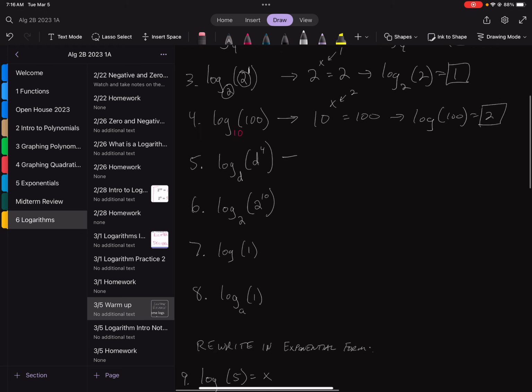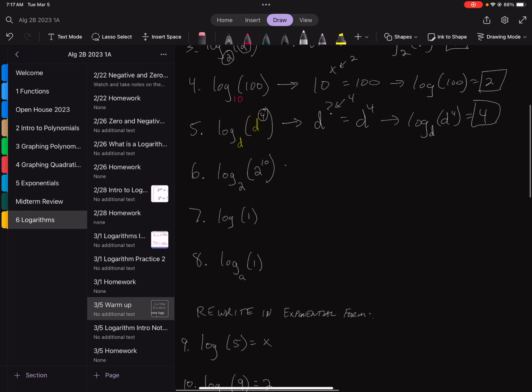All right, here's that special case again. Notice the base of the log matches the base of this thing inside here. So they're just going to cancel out, and that answer will just be 4. That's like a special case. Let's write it out to see, though. Log base d means what is the exponent of base d that would equal d to the 4th? Well, that means it's going to have to be 4. So we could say log base d of d to the 4th equals 4.